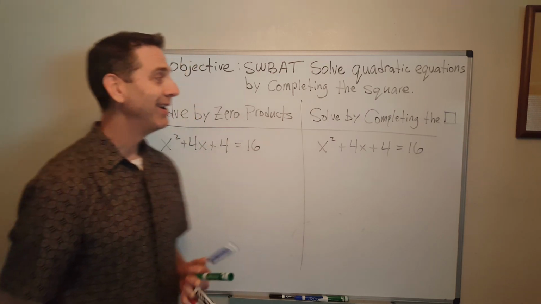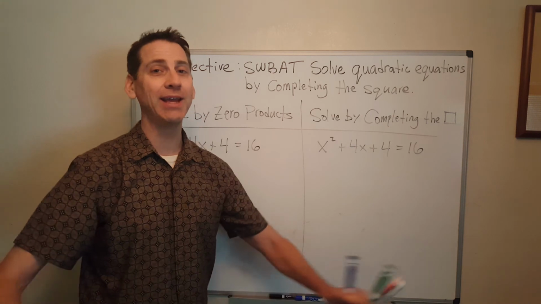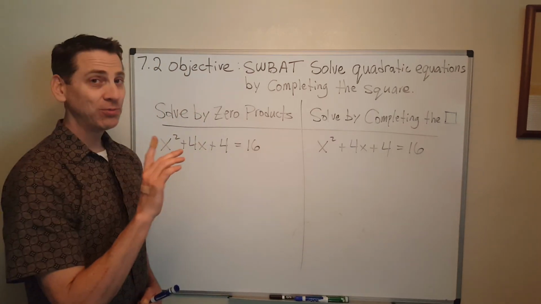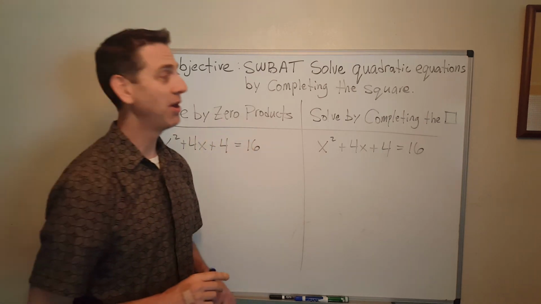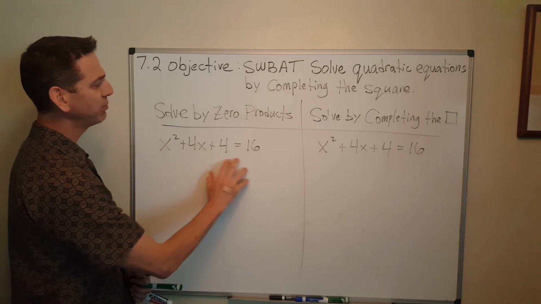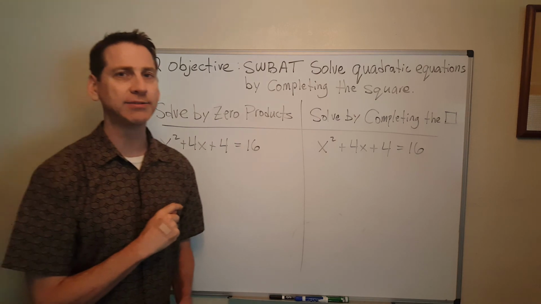All right. So the cool thing about completing the square is that it can solve any quadratic equation, which we'll find out later in the next video. Zero products is limited. All right. So let's take a look at this one. We have x squared plus 4x plus 4, and we want to solve this by zero products.